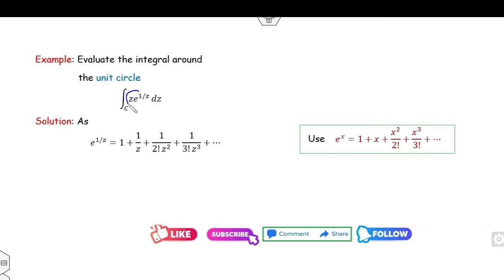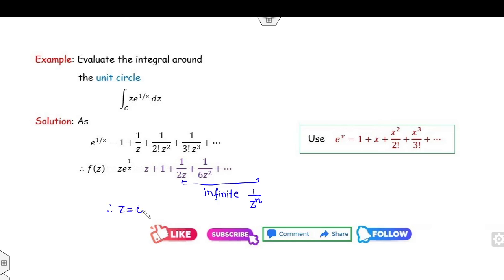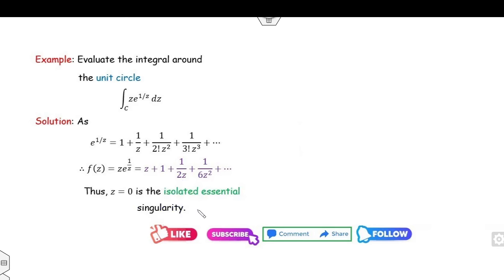Now, your target is to find this z into f(z). So, I can find f(z) as z into 1 over z. I can multiply this quantity by z. This value will be z plus 1 over 2 factorial into z and so on. Now you can see this has infinitely many terms of z raised to the power n. Therefore, z equal to 0 is an isolated essential singularity.